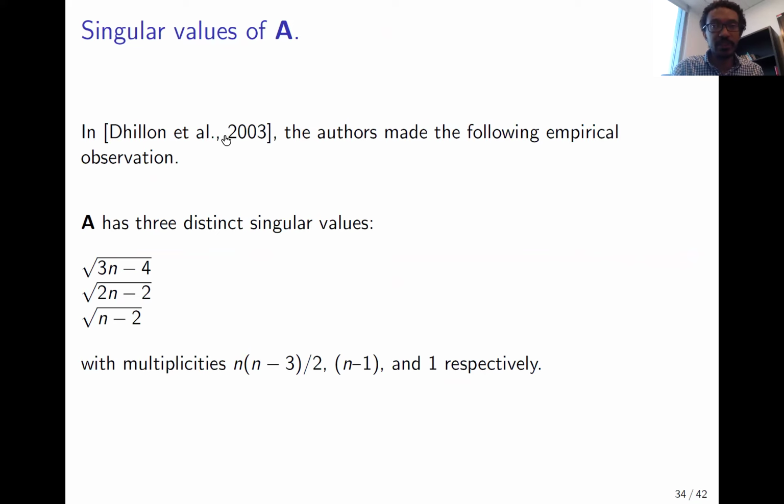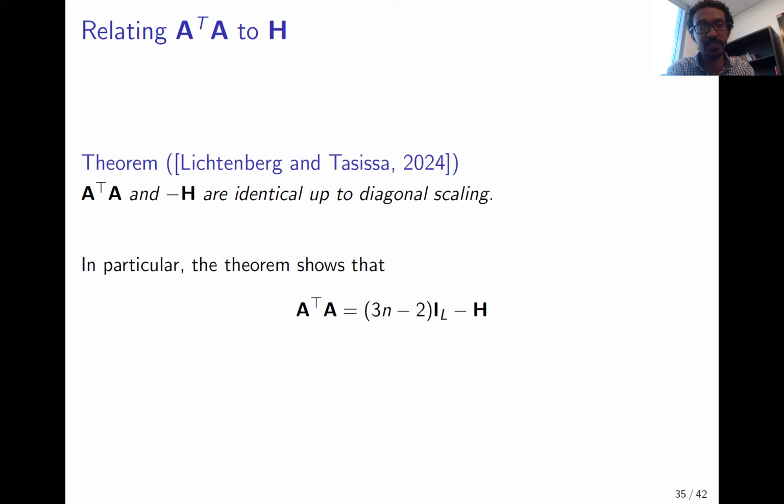In this paper, the authors make the following observation. They say that A has 3 distinct singular values. So these are the singular values, and they also note that these are the multiplicities. Okay. And it was quite interesting to me because this is the same pattern that we saw in the H matrix earlier. So we were curious if that H matrix is actually connected to this A matrix in the metric nearness problem. The A matrix is basically the matrix that encodes the triangle inequality. And in fact, the answer is true.